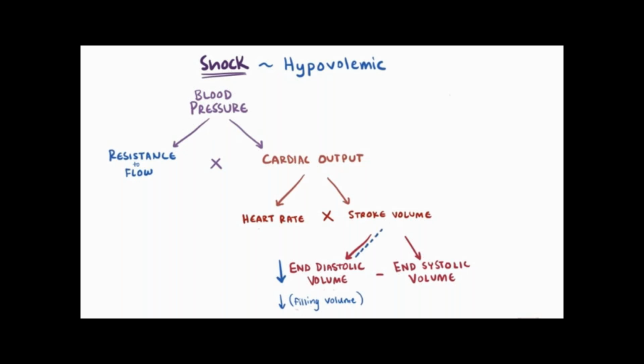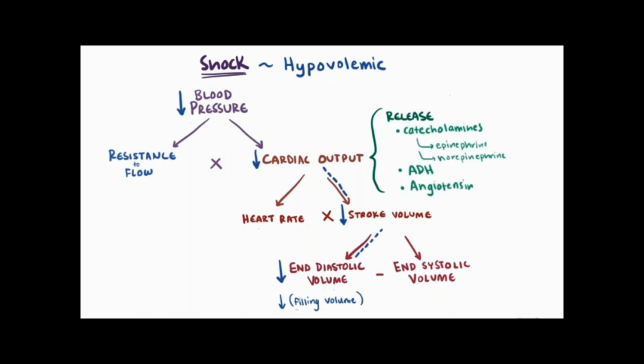This means stroke volume goes down as well, which causes cardiac output to go down, and finally we see that blood pressure goes down. When cardiac output goes down, catecholamines like epinephrine and norepinephrine, ADH and angiotensin II are released, all of which cause vasoconstriction of blood vessels, which increases vascular resistance and increases heart rate, which increases cardiac output. And these combined effects all increase blood pressure.